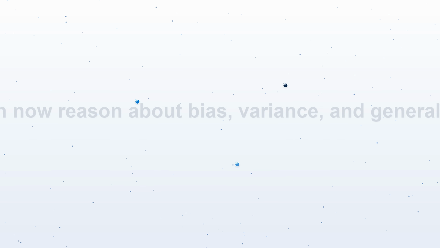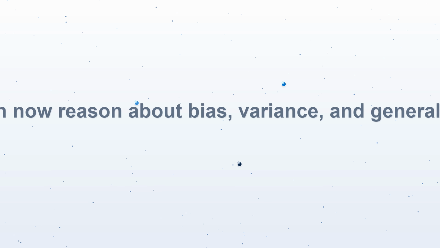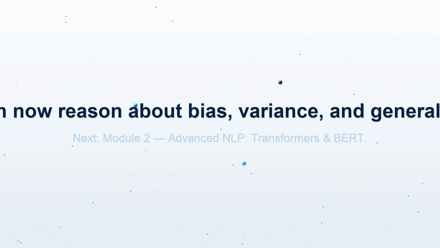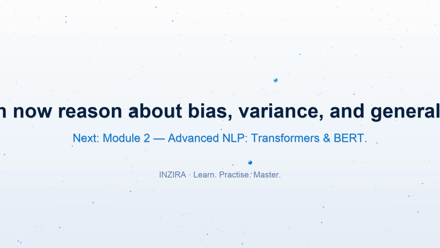Excellent work. You now understand that the real goal is generalization, and that error splits into bias, variance, and noise. You can read a learning curve, diagnose underfitting and overfitting, and use regularization and cross-validation to find the balance. In the next module, we'll move to advanced language understanding with transformers and BERT.